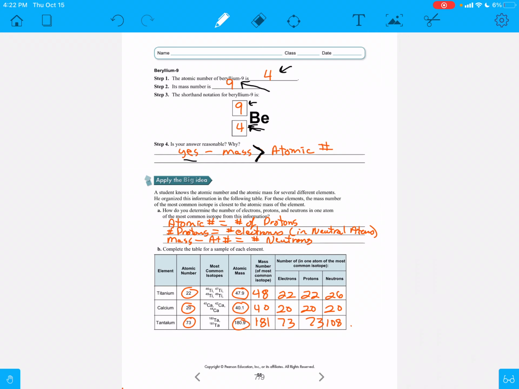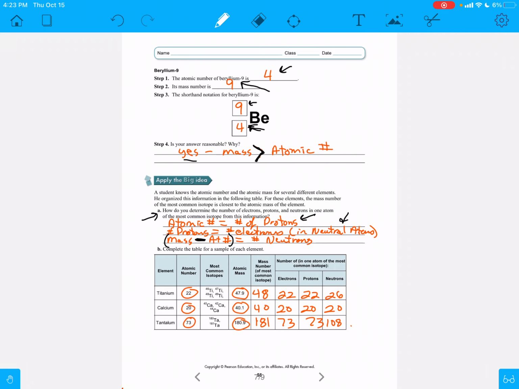Now, look at the big idea. It says, how do you determine the number of electrons, protons, and neutrons in one atom? Now, we've talked about this in class, and I've even given you all these rules, right? The atomic number equals the number of protons. That's this rule right here. The next rule, protons equals the electrons in a neutral atom, and that's what we have here. And then finally, the mass minus the atomic number is going to equal the number of neutrons.